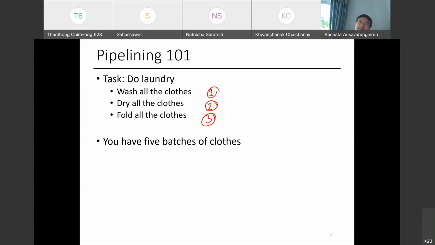But anyway, let's say I have 5 batches of clothes. You have one washing machine and one dryer. What do you do? What would be your steps?